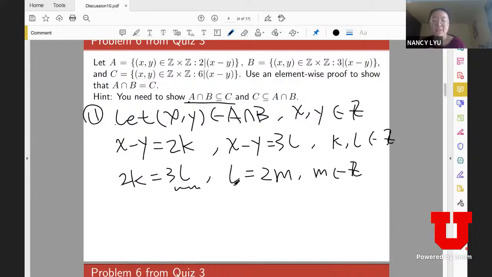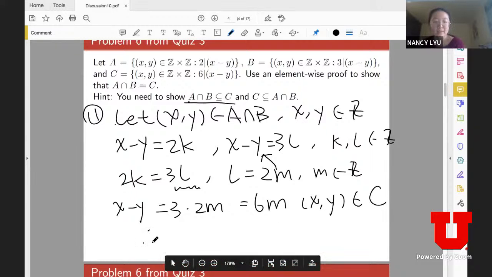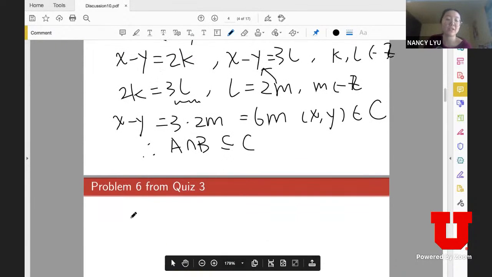Okay. And then you want to substitute this l into the equation x minus y. You have x minus y equals 3 times 2m. And that will give you 6m. Okay, and then you can conclude your x, y is in set C. And thus, you proved that A intersects B is a subset of C. And you're done with the first part.